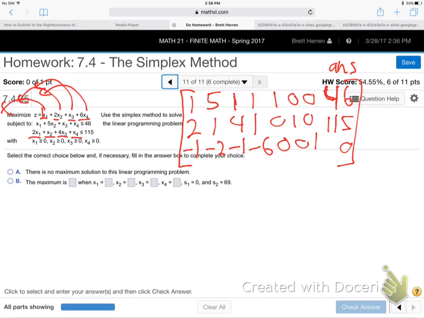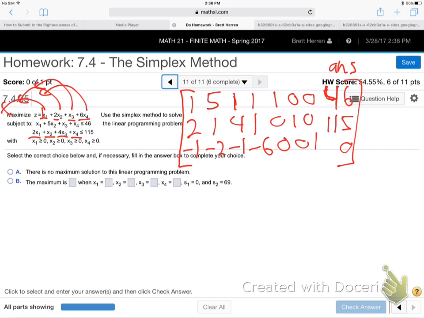1, 0, 0, 0, 1, 0, 0, 0, 1. See how I put that in there? It's always that way. It's always ones down the diagonal, zeros everywhere else. So we have three ones down the diagonal, fill in the rest of the zeros. That's what the slack always ends up doing. That makes sense? Just to save time. Everybody see how I did that?